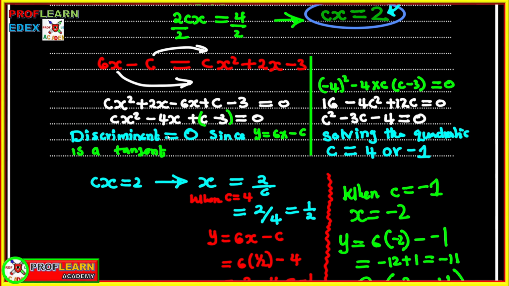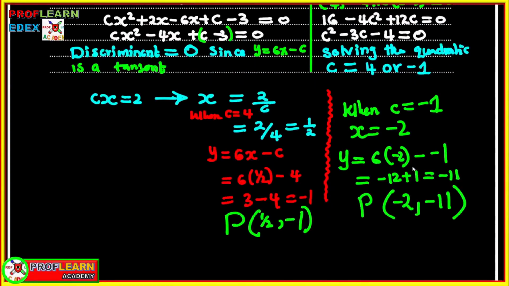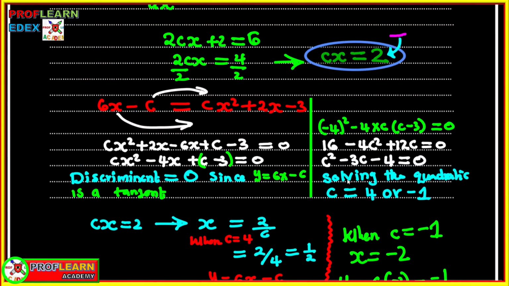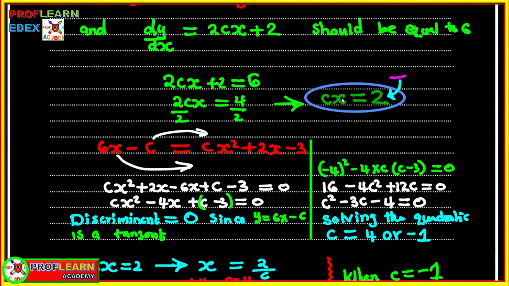So you see, I find the discriminant of this, and the formula for discriminant is b squared minus 4ac, and then I am able to form a quadratic equation in terms of c. Solving that, I'm getting c equals 4 or c equals -1. Then now, since I have c, I can go to this equation, then I am able to find the value of x.